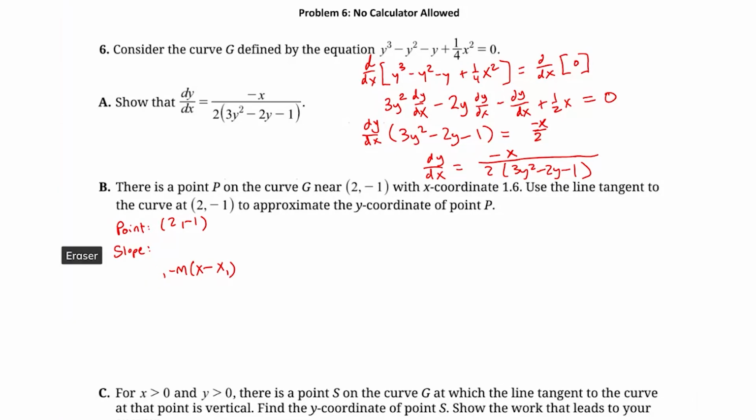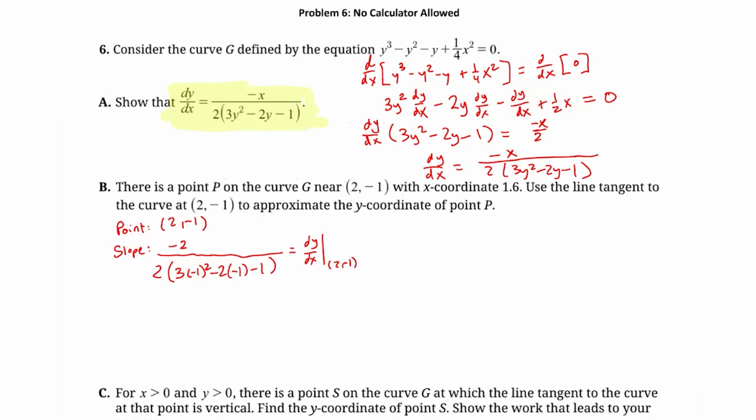I'm going to erase this just to give myself a little bit of room to work here. We do have the slope formula, so even if your algebra messed up and you didn't get any points on part A, they do give you the slope formula here, so you can still get part B even if you don't get part A. So the slope at 2, negative 1 is going to be negative 2 over 2 times 3 times negative 1 squared minus 2 times negative 1 minus 1. Okay, so this is the slope particularly at 2, negative 1. One way to write this, I suppose, is as the dy dx at 2, negative 1.